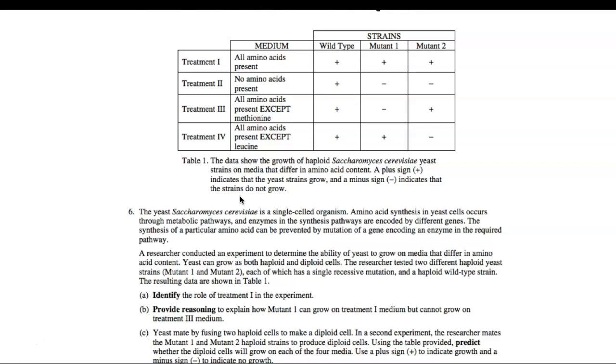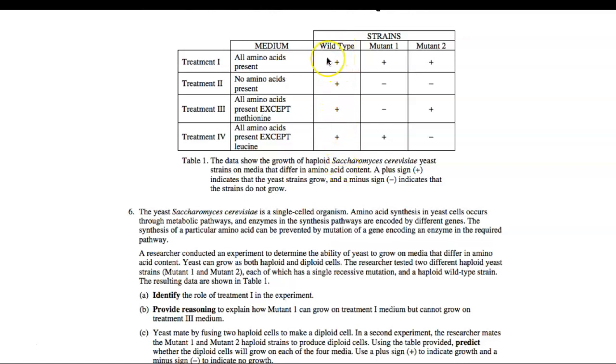All right. And so what is the mutation? Well, it says that the synthesis of a particular amino acid can be prevented by a mutation, encoding an enzyme in the required pathway. All right. So you notice that your wild type is able to grow in any situation. You put that yeast wherever, and that yeast is going to do its thing. Why is that? Well, that's because it has all of the enzymes necessary to do its thing. It doesn't need these amino acids. It doesn't need everything except methionine. It doesn't need everything except leucine. It can grow wherever you put it.